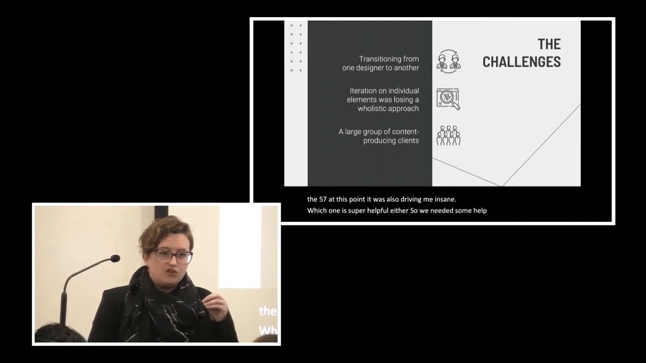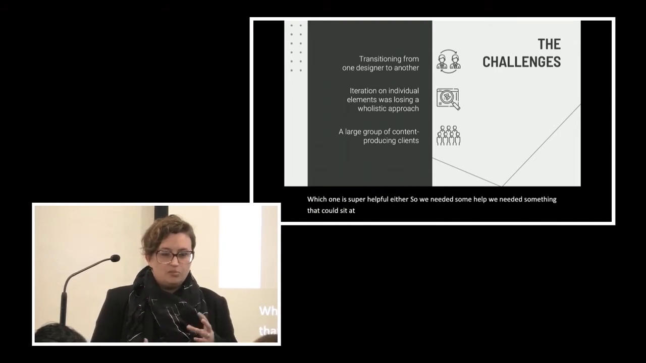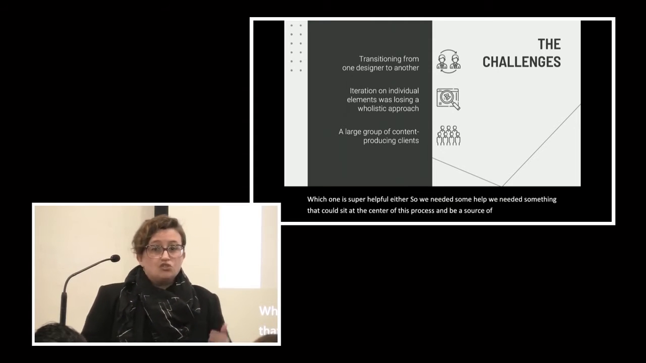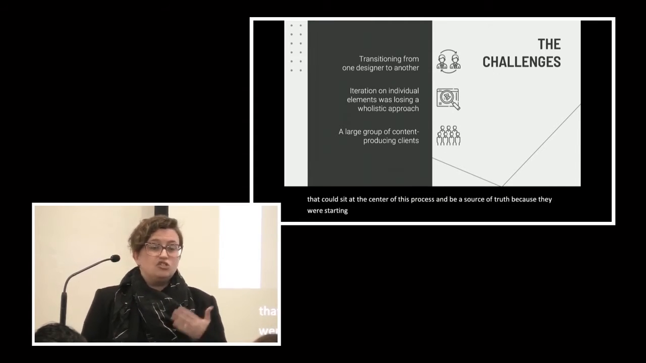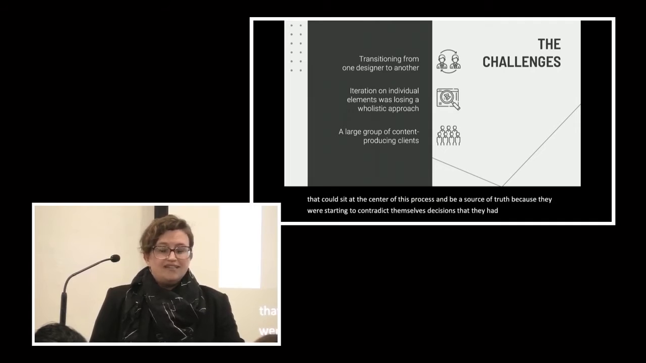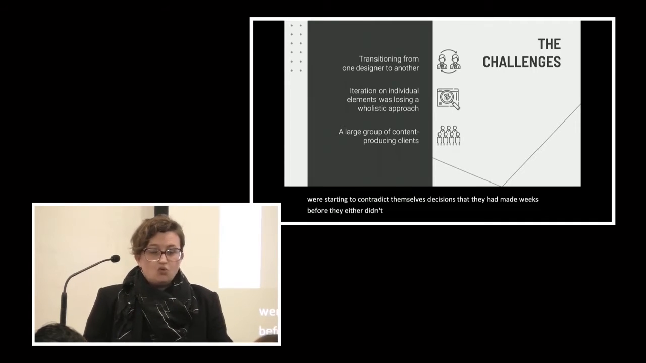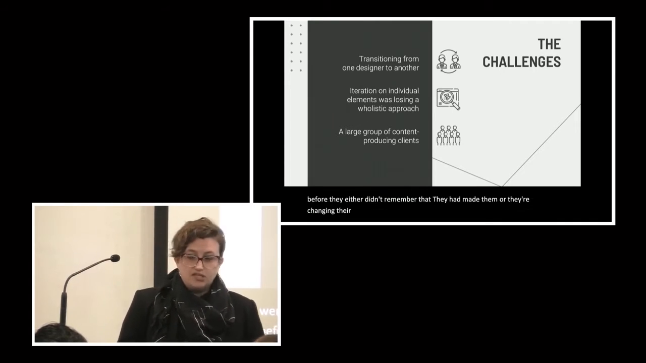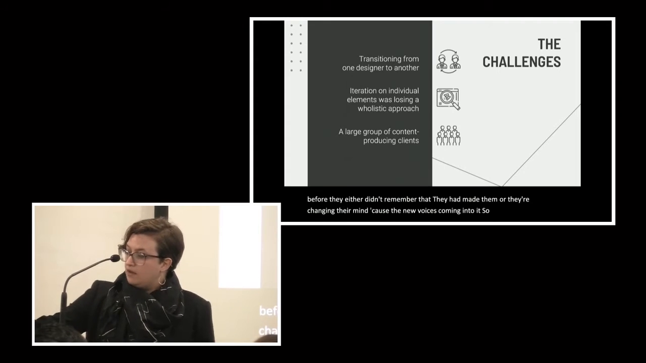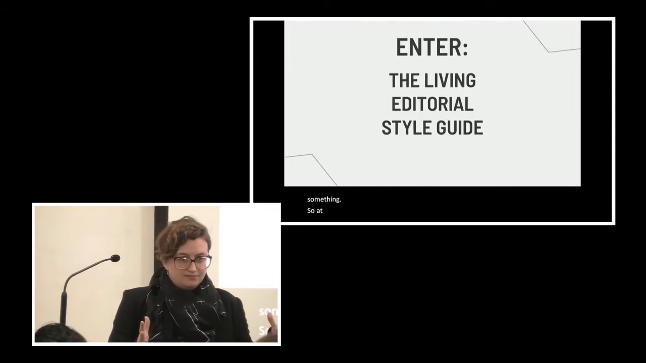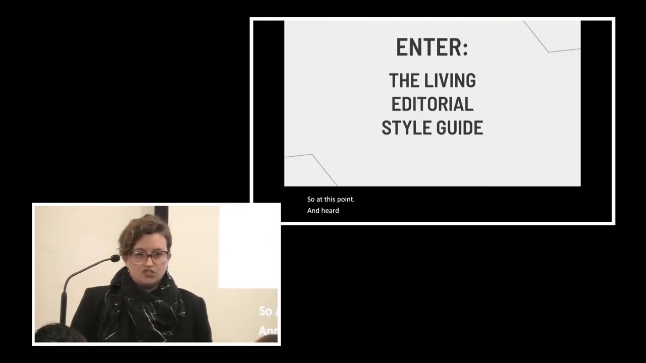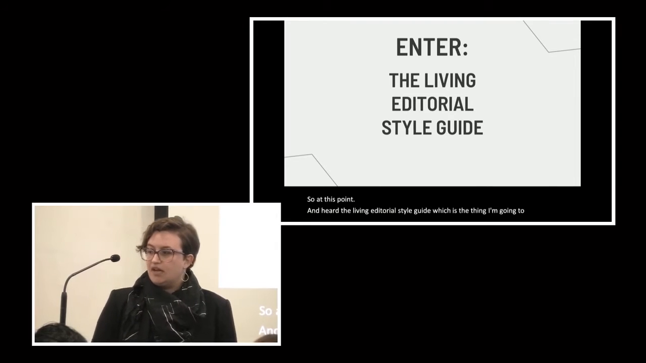We needed something that could sit at the center of this process and be a source of truth, because they were starting to contradict themselves. Decisions that they had made weeks before, they either didn't remember that they had made them, or they're changing their mind because a new voice is coming into it. So we needed something. So at this point, enter the Living Editorial Style Guide, which is the thing I'm going to be talking about mostly today.